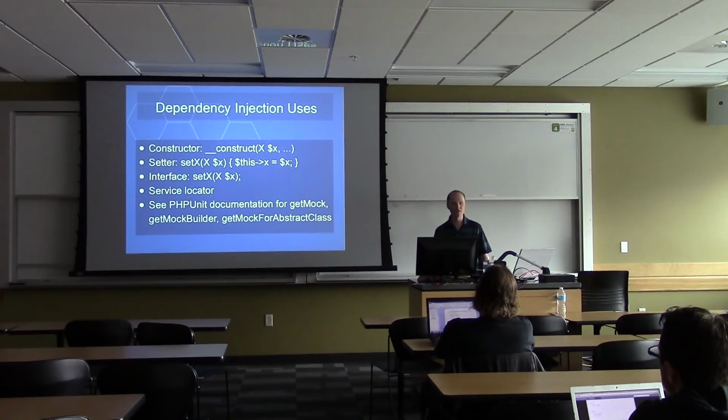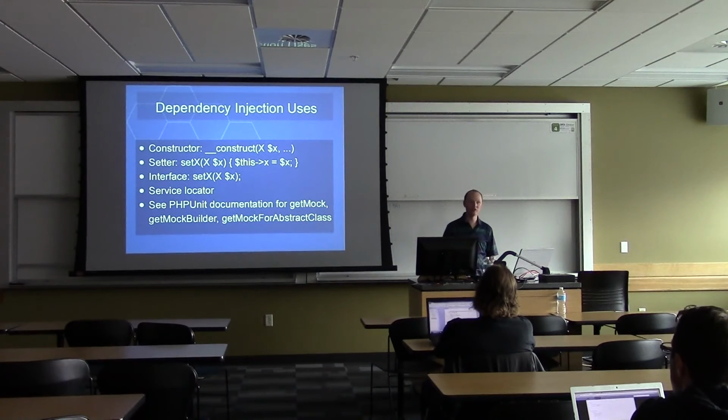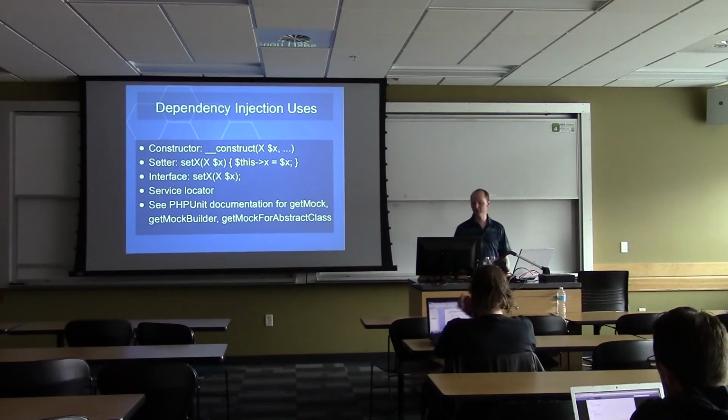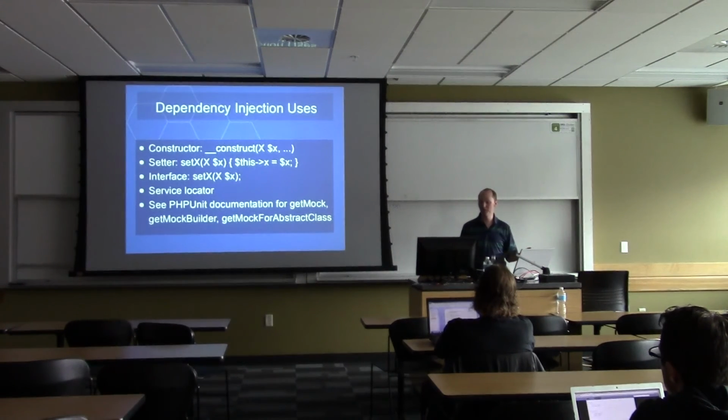Keep in mind service locators. You reference the service locator, you reference the factory to go pull that class that you need at that time. Again, see PHPUnit's documentation. We won't go too deep into unit testing, but know that there's getMockBuilder, getMock for an abstract class, and a whole bunch of them for unit testing. It'll automatically build a mock object to test that item.